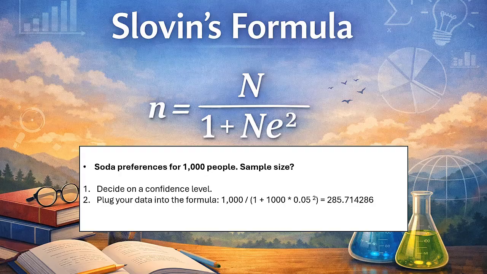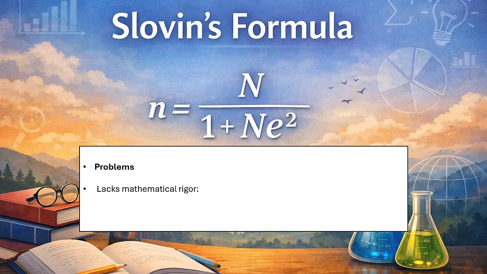Step 2. Plug your data into the formula. In this example, we'll use a 95% confidence level with a population size of 1,000. Plugging in our values, we get 1,000 divided by 1 plus 1,000 times 0.05 squared equals 285.714286. Step 3. Round your answer to a whole number. That's because you can't sample a fraction of a person. Rounding, we get 286.